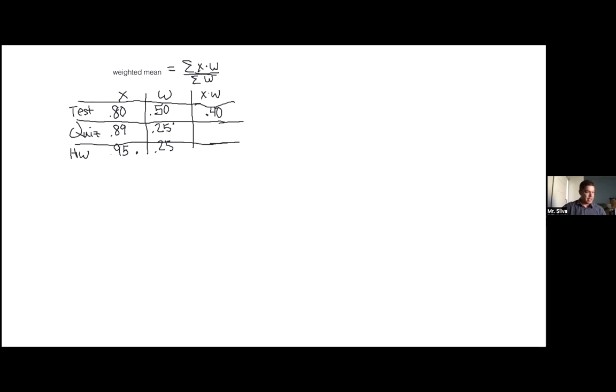All right. 89% of your grade was on the test. So I'm doing 0.89 times 0.25 on my calculator. 0.2225. I don't need to carry out all the decimals.